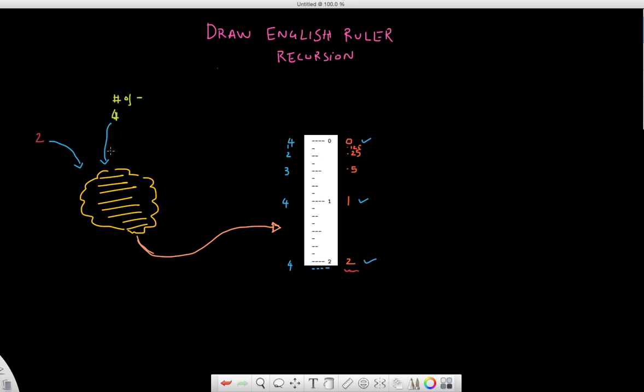What I would like to do now, in the next video, is take this problem of rendering an English ruler and combine some of the material that we have learned in week one, which is object oriented programming, with recursion to come up with a solution.